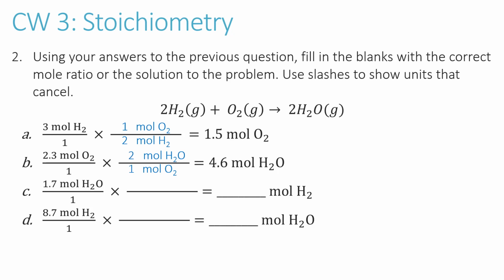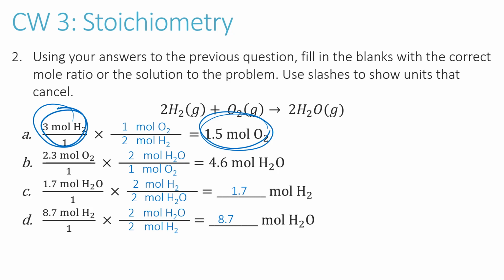So here's my answers for B, C, and D. We are using our mole ratio as a conversion factor to convert from moles of one thing into moles of a different thing. So this mole ratio is really the heart of stoichiometry. We're saying that if I start with this amount of H2, how much O2 do I need to react with that? Or if I start with this amount of O2, how much water can I make from that starting amount?